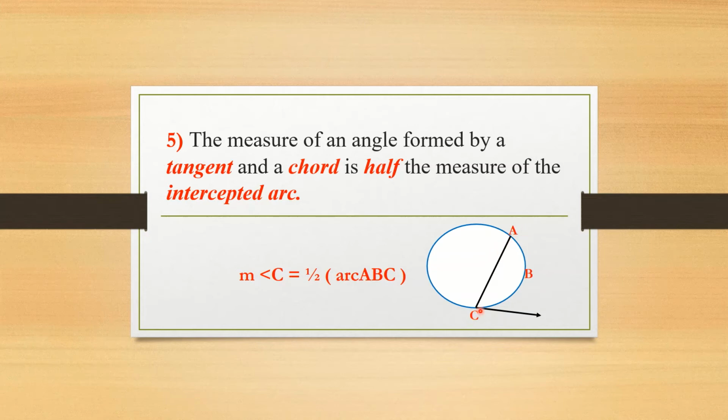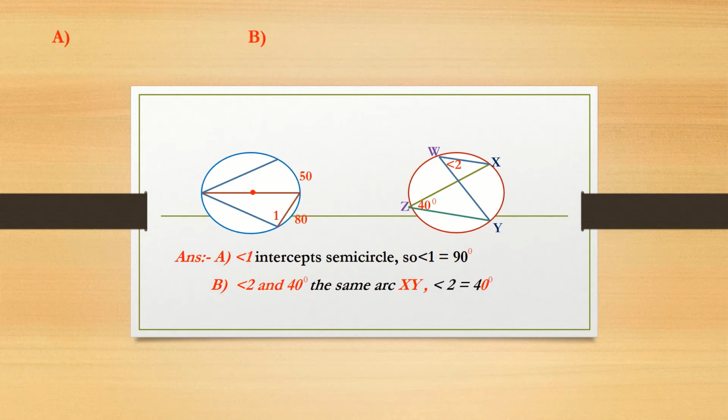And this ray is tangent to this circle at point C. So the angle C is formed at this point, which means angle C is half of arc ABC. Measure of angle C is equal to half of arc ABC. Now let us see some examples.